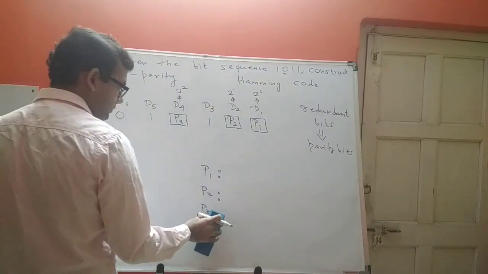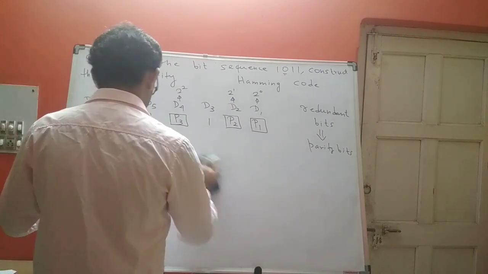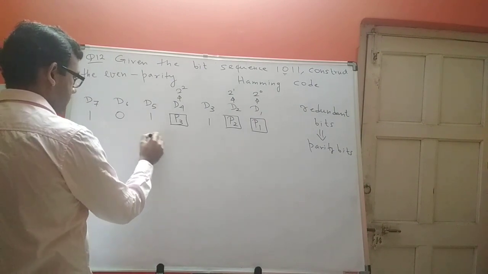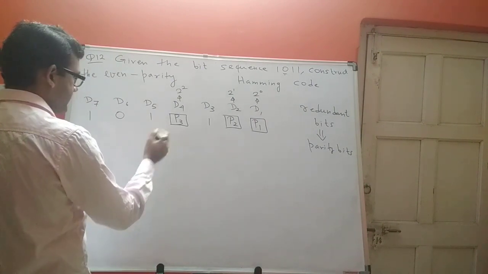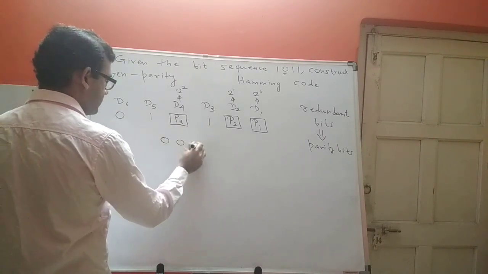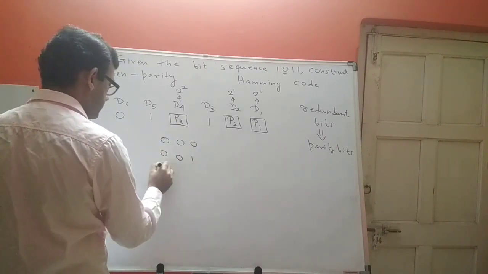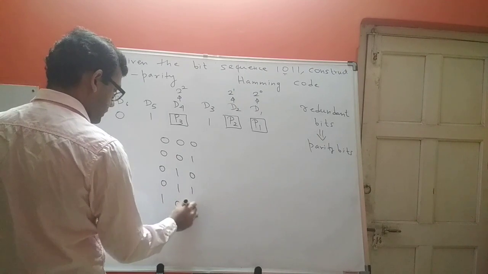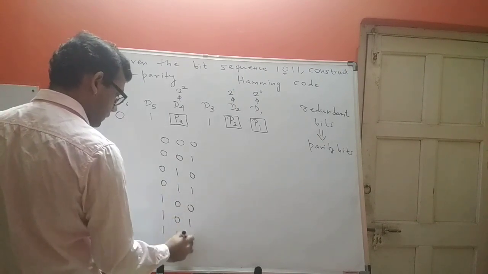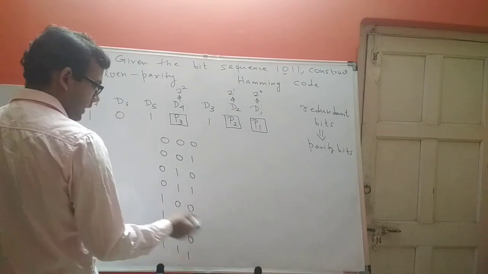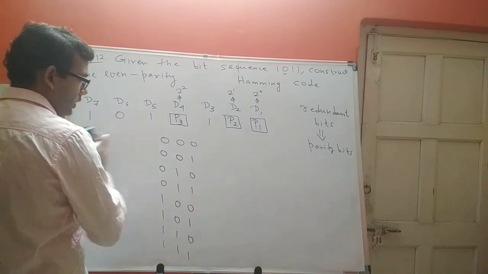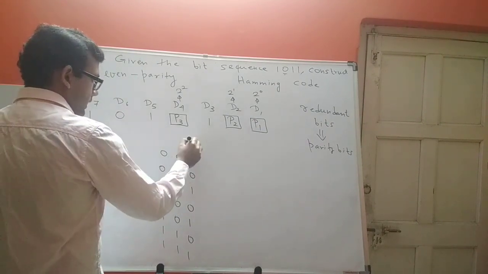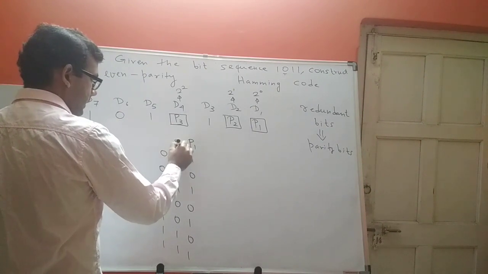Let me draw a table for you. So let's say I have a 4-bit sequence. Okay, let's stick to 3 bits. So I have 0, 0, 0, 0, 0, 1, 0, 1, 0, 0, 1, 1, 1, 0, 0, 1, 0, 1, 1, 1, 0, and 1, 1, 1. Okay, so there are 8 sequences. Now, we will not consider the 0th sequence. We'll start from 1. Now, let's say this is my P1, this is my P2, and this is my P3.